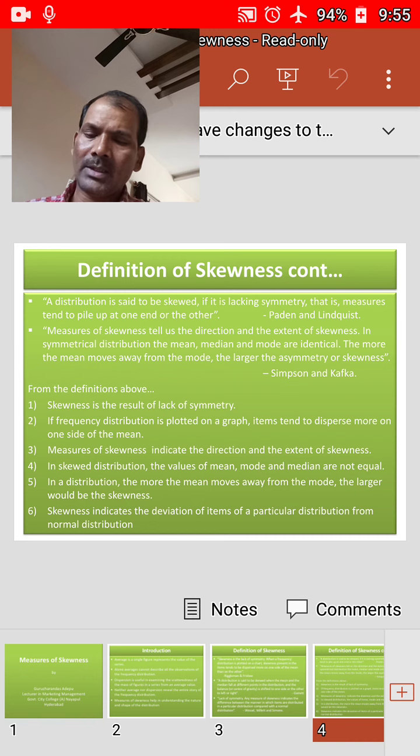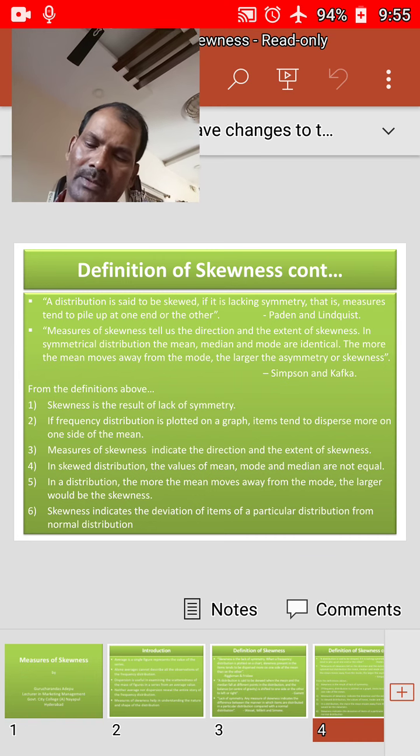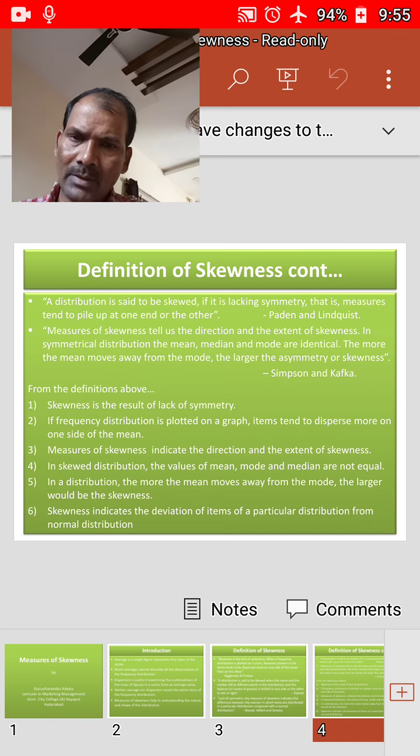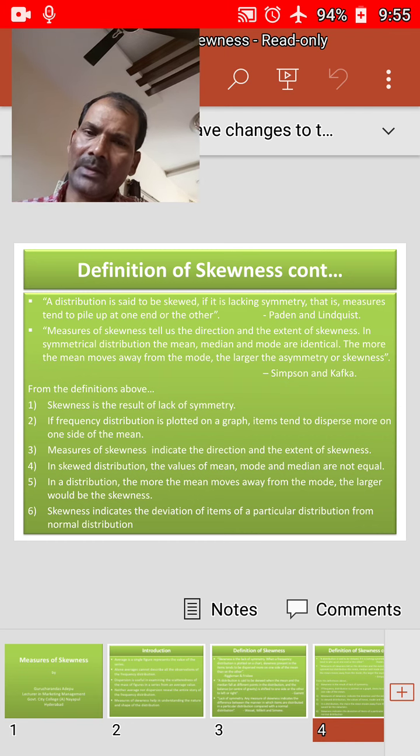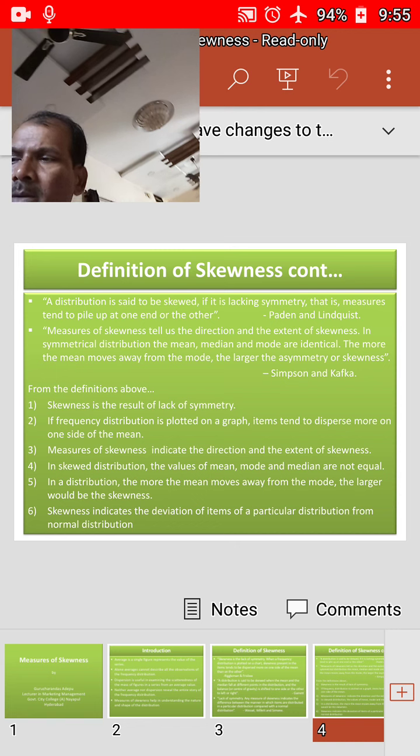Skewness indicates the deviations of items of a particular distribution from that of a normal distribution. It will be different. It will show some deviations when you compare it with the normal distribution.